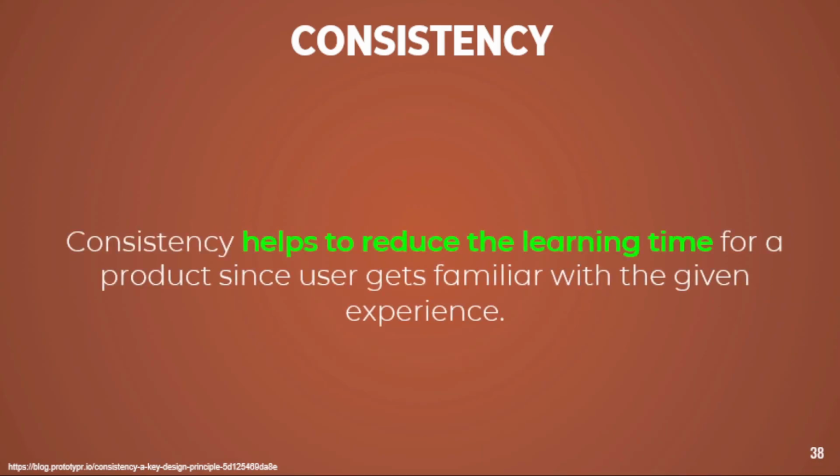Consistency helps to reduce the learning time for a product since users get familiar with the given experience. Whenever they visit your website, they already know where to go, what to click, what to read, where the element is found. For example, when you go to Facebook, every day, if you're using Facebook, you're familiar with the structure of the Facebook screen, right? Because that's consistency. It's not that every day when you open Facebook, some of the elements are found somewhere else.